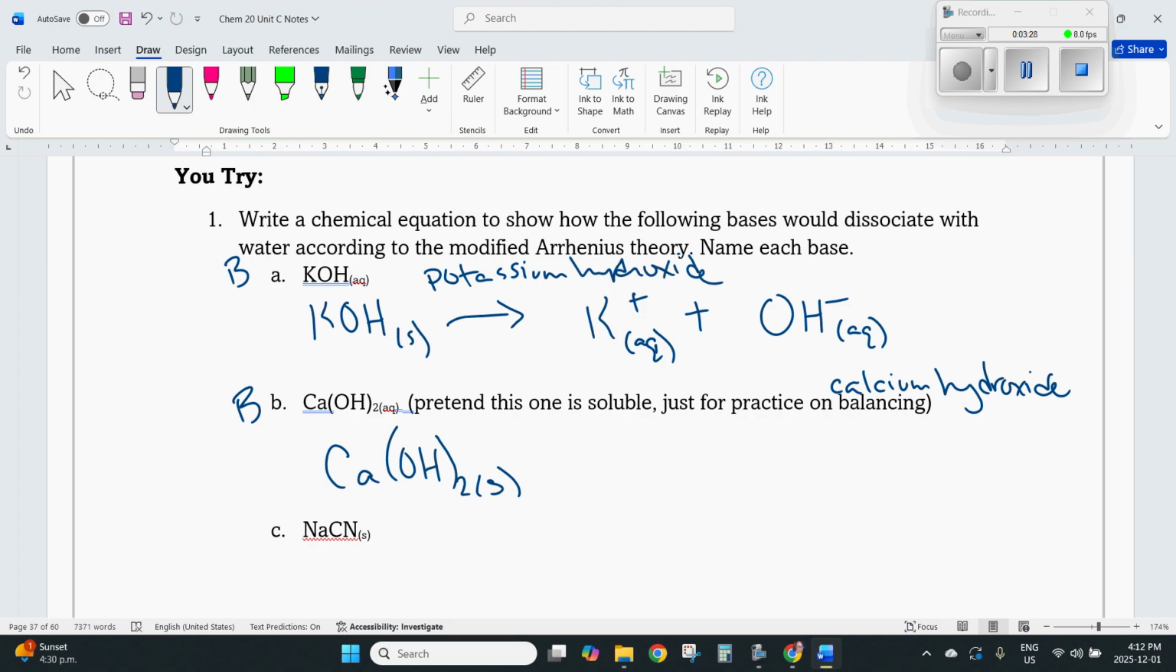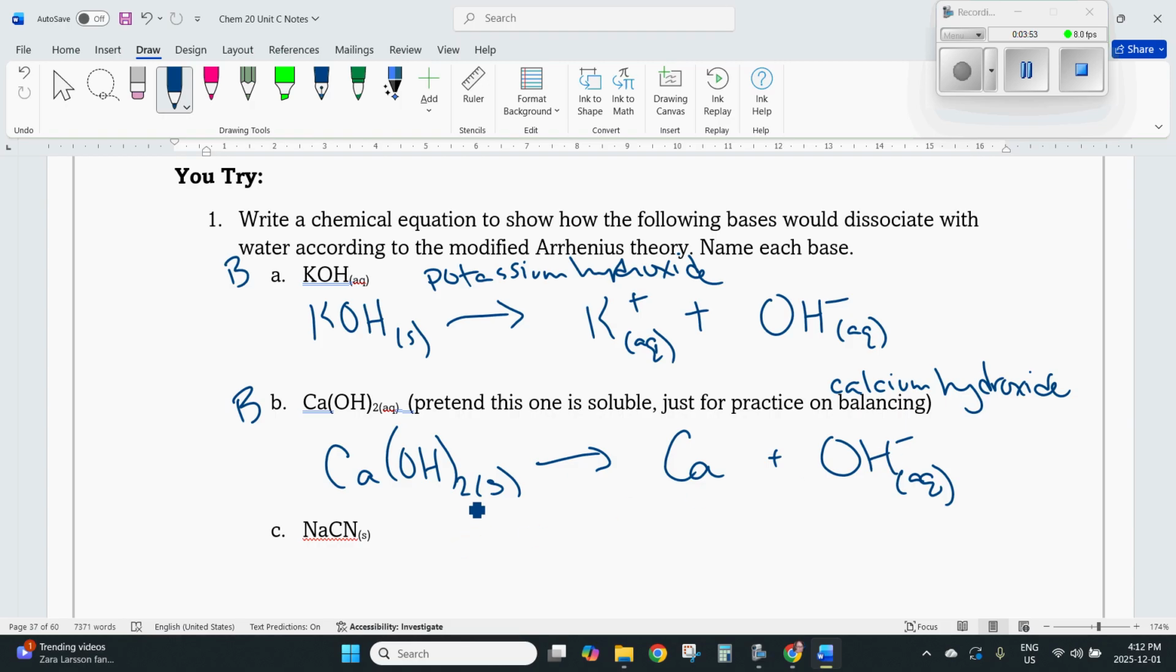According to Arrhenius, we have a hydroxide ion, so OH minus, aqueous, and then you ask yourself, what's left over? So what's left over is Ca. Now, the charge, again, hydroxide is a -1. We have no choice in the matter. It has to be a -1.